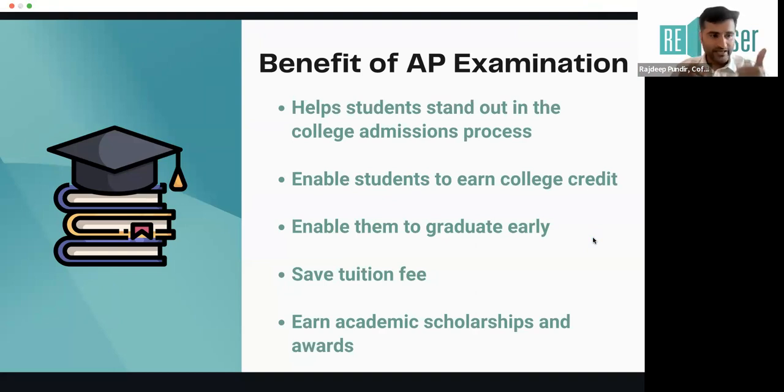So let me be very, very clear here. It is not a mandatory exam. It is not mandatory for any student to do APs for getting admission, whether it's US, UK, Canada, or anywhere else, right? So that's the most important part. You are only doing it for certain reasons, and let's deep dive into what those reasons are.